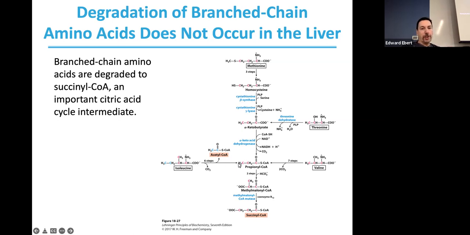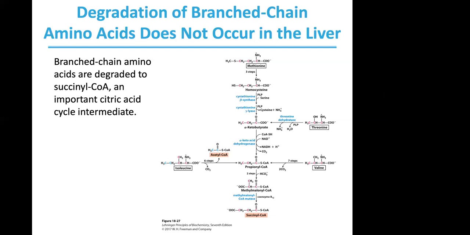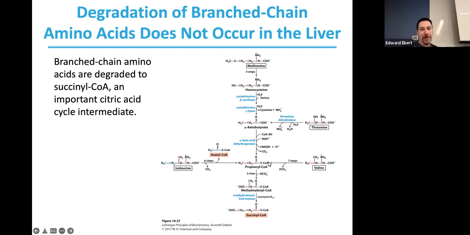Anyway, all of these ultimately get degraded to propionyl-CoA. Hopefully that sounds familiar. You recall where we saw propionyl-CoA in our fatty acid oxidation of odd-chain fatty acids. So we have our three-carbon unit attached to coenzyme A. We then convert this into methylmalonyl-CoA, and then that can be converted into succinyl-CoA. So we basically have multiple pathways that are all trending towards making propionyl-CoA that can feed into a conversion to succinyl-CoA, right?